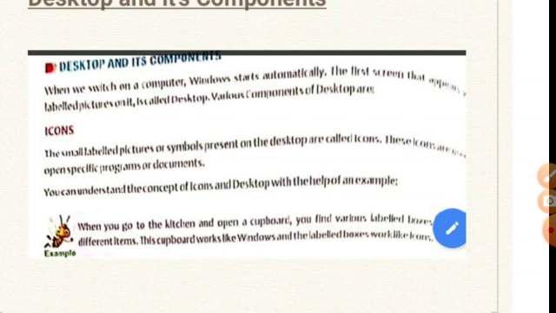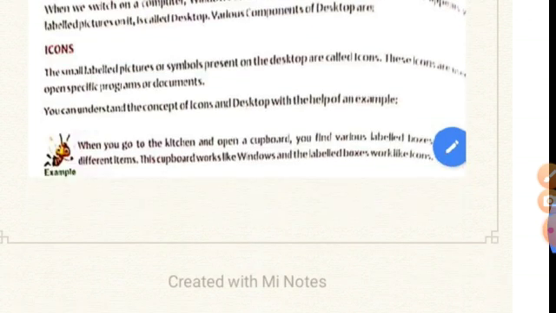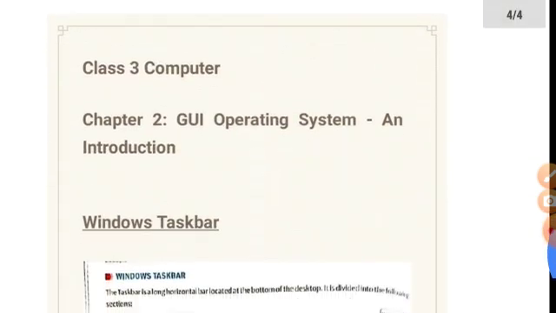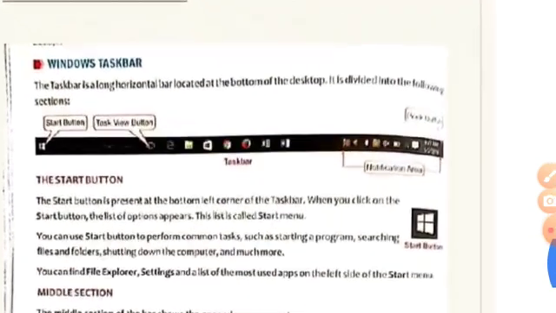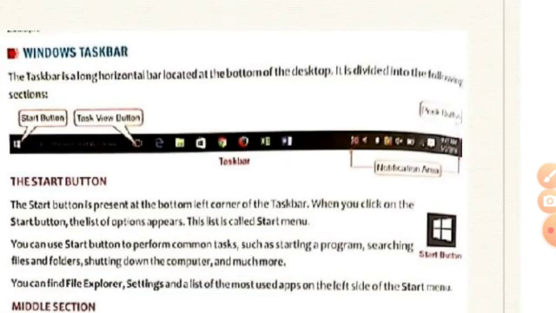The next component is the Windows taskbar. This is a long horizontal bar located at the bottom of the desktop. You can see this long black colored bar on the screen. This is called the Windows taskbar. It is divided into the following sections. You can see it has been separated into 3 groups.